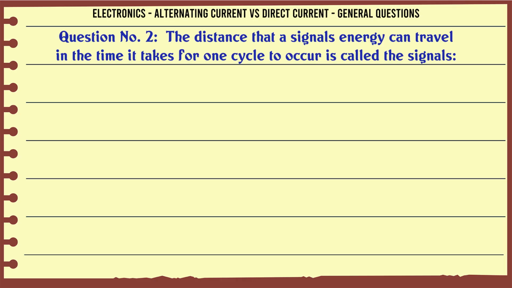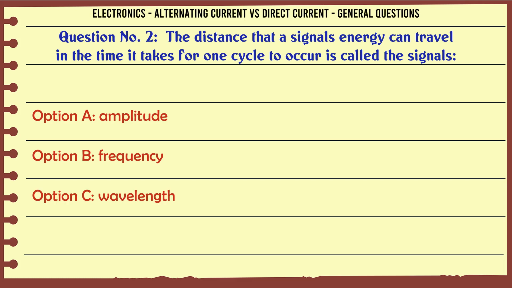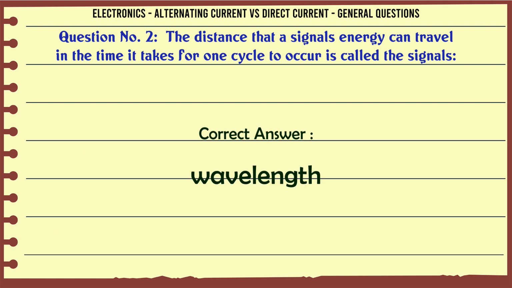The distance that a signal's energy can travel in the time it takes for one cycle to occur is called the signal's A. amplitude. B. frequency. C. wavelength. D. period. The correct answer is wavelength.